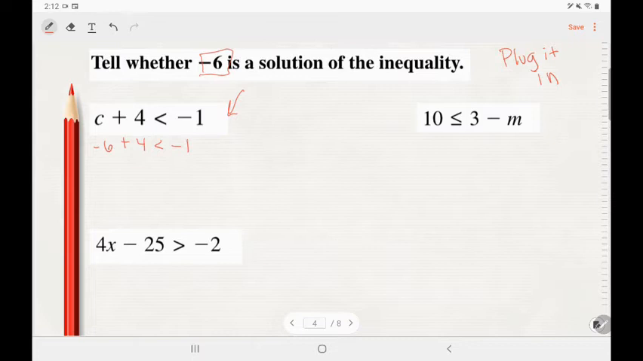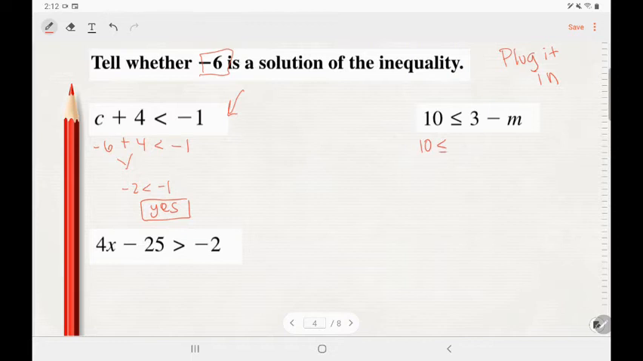I have to simplify in order to know if it's true. Negative 6 plus 4 is negative 2. I'm going to look at that inequality, and I'm going to say, is negative 2 smaller than negative 1? And yes, it is. So is it a solution? Yes. Let's go to our second example.